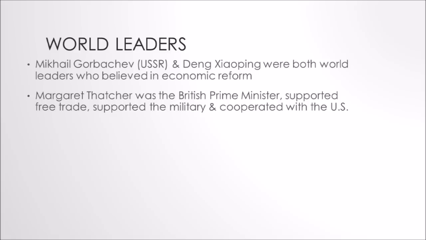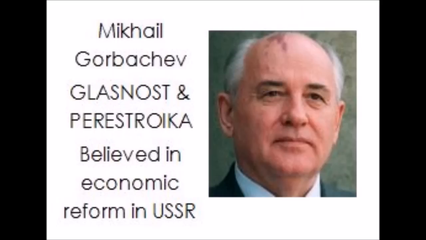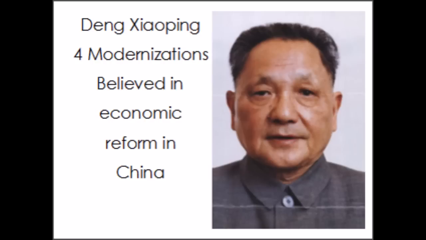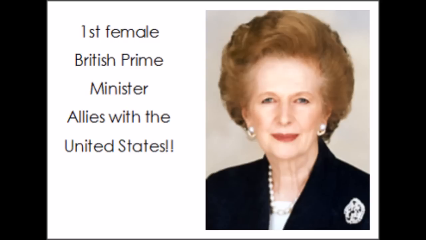Mikhail Gorbachev of the Soviet Union and Deng Xiaoping were both world leaders who believed in economic reform. Margaret Thatcher was the British Prime Minister who supported free trade, supported the military, and cooperated with the United States. This is a picture of Mikhail Gorbachev. His main ideas were called Glasnost and Perestroika. Deng Xiaoping, a leader of China, instituted the four modernizations. Margaret Thatcher was a great friend of the United States and a British Prime Minister.